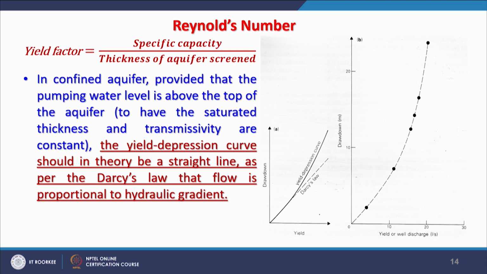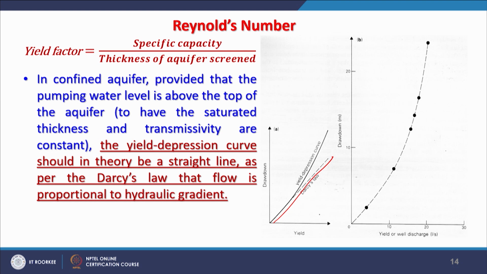So, in confined aquifers, provided the pumping water level is above the top of the aquifer, to have the saturated thickness, and transmissivities are constant in confined aquifer conditions, the yield depression curve should in theory be a straight line, as mentioned earlier also. Then Darcy law will be followed, and as per the Darcy law, the flow is proportional to the hydraulic gradient. Now, as I am repeatedly saying, if a withdrawal is more, then for that time the Darcy law may not be applicable, and all your estimates may go bad or wild.